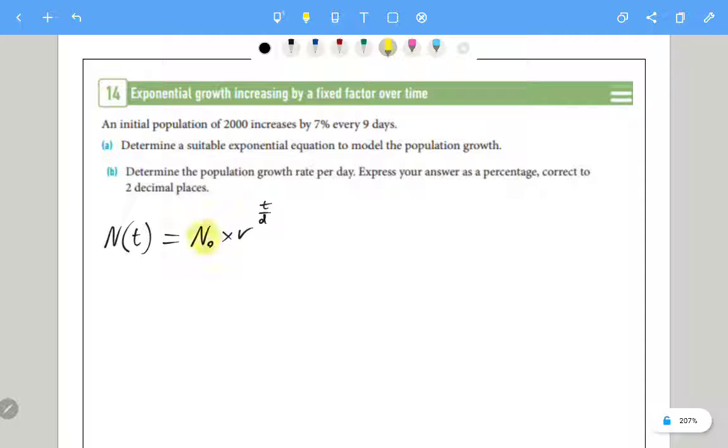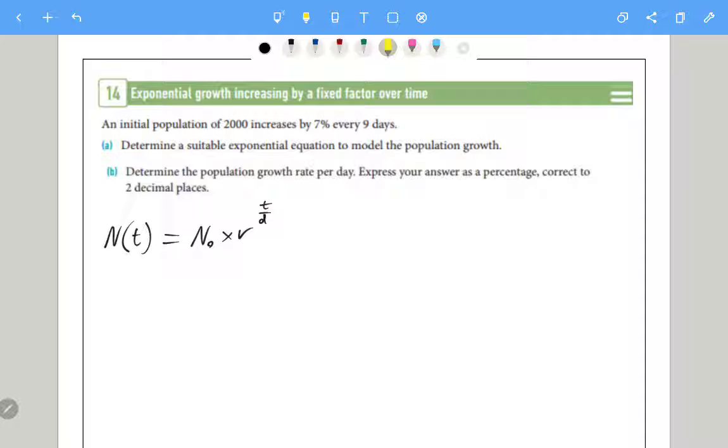It's essentially a geometric model in which we've got some initial condition n0 and some growth factor to the power of t, but then we've divided by this factor d, where d is how often it should occur. So let's have a look at this one.